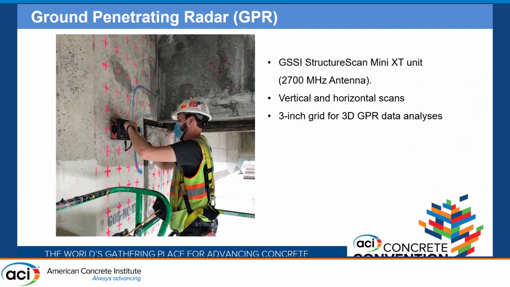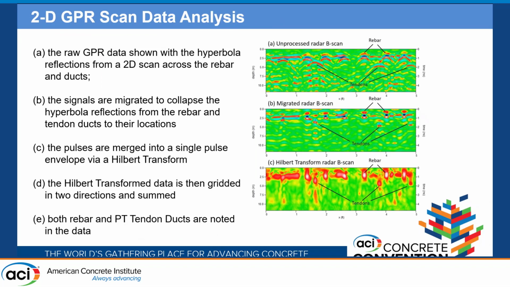For the ground penetrating radar, we used a GSSI StructureScan Mini XT unit with a 2700 megahertz antenna. We did both vertical and horizontal scans on a 3-inch grid for 3D GPR data analysis. We analyzed the radar data by first looking at the unprocessed B-scan and identifying the hyperbola reflections for both the rebar and the ducts. The signals were then migrated to collapse the hyperbola reflections from the rebar and ducts to their locations. The pulses were then merged into a single pulse envelope via Hilbert transform, and the transformed data is then gridded in the 2 directions and summed, and the tendons and the rebars were then noted on the data.